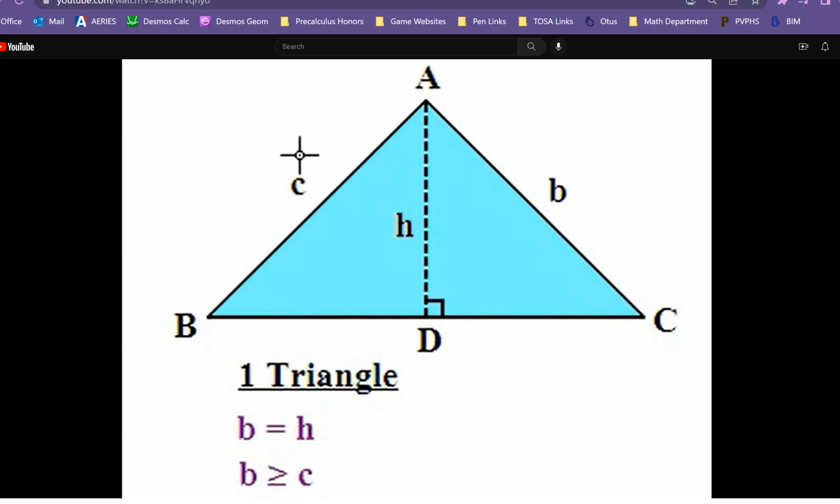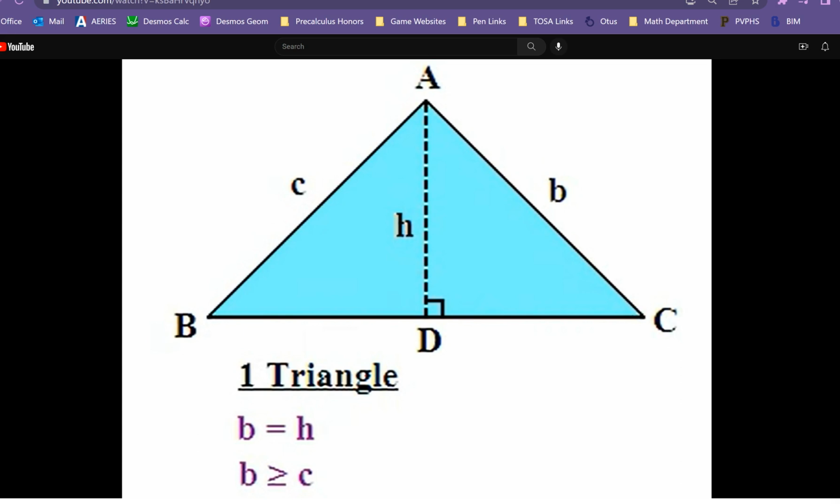Before I move on to the two triangle situation, let's summarize what we learned about one triangle. What creates one triangle is when, well, there's two situations that can occur. If this side is equal to the height, then you have a right triangle, and there's therefore one triangle. But what we just learned is that this side is bigger than both the height and this third side. It also could be equal to this third side. You're going to have one triangle. So that's the summary there.